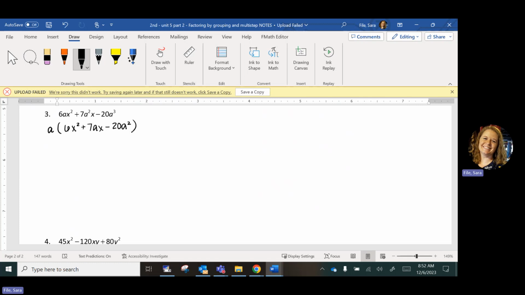So now this is set up as I took out my GCF. So now what's left is a quadratic form trinomial. So I could do my guess and check, or I could do that X method and then grouping or box method.